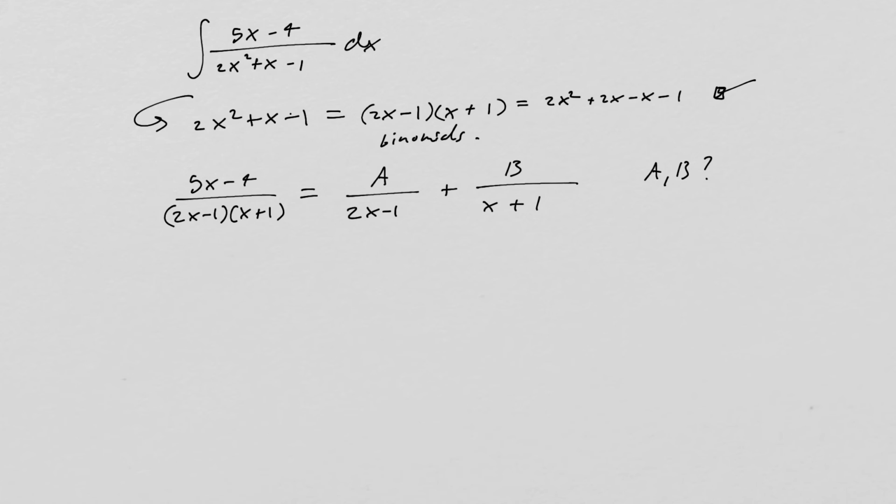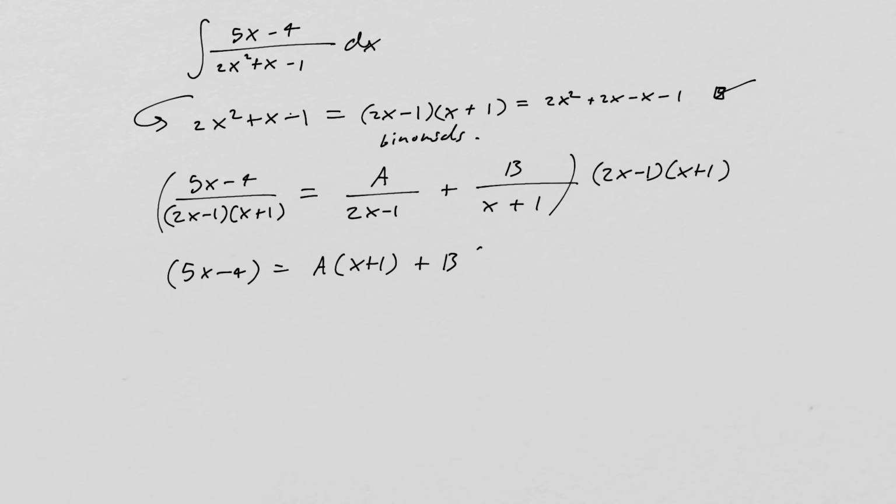All right, let's see if we can do another example here with this. So just as before, let's multiply everything by 2x minus 1 times x plus 1. And then we're going to get 5x minus 4 is equal to a times x plus 1 plus b times 2x minus 1.